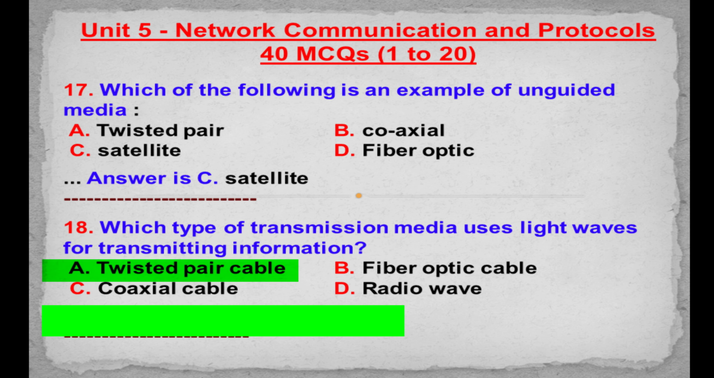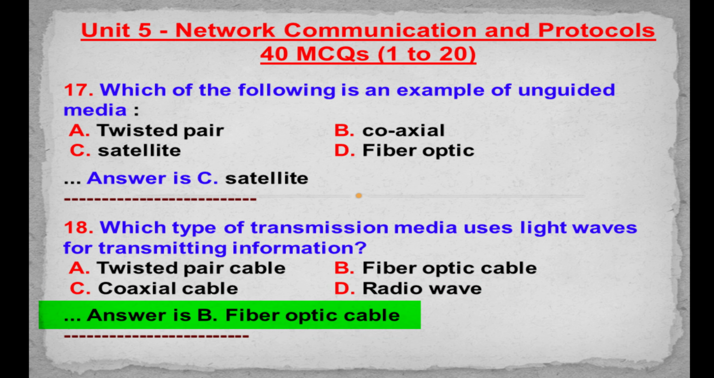MCQs number 18. Which type of transmission media uses light waves for transmitting information? Option A, twisted pair cable. Option B, fiber optic cable. Option C, coaxial cable. Option D, radio wave. Correct answer is option B, fiber optic cable.